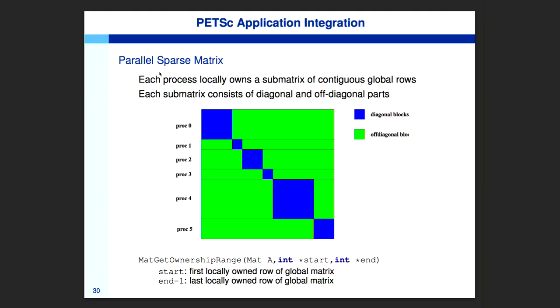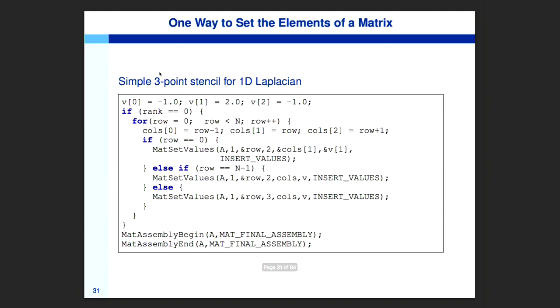This diagram here shows the way we split parallel matrices across processes. Each process owns a submatrix of rows, as indicated here, where we have 6 processes. And in practice, the storage is broken down by diagonal blocks, which are shown in blue, and the off-diagonal blocks. So when we're working on assembling matrices, this is the layout that we mostly use.